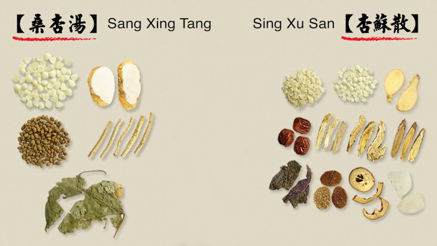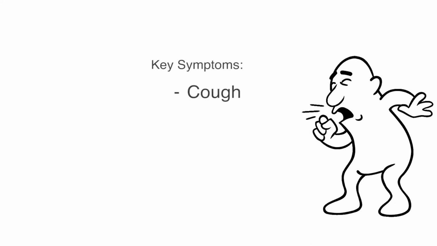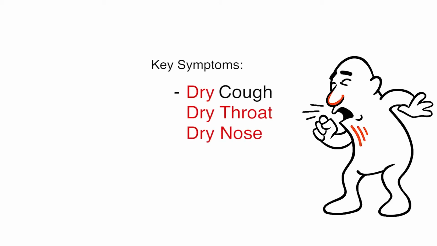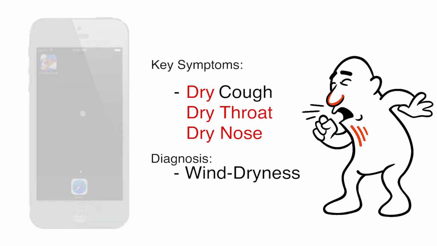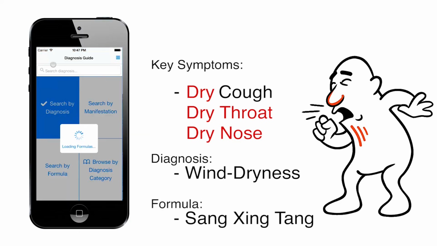Through a proper diagnosis process, you should look for other key symptoms to identify a pattern. If the patient in our example is experiencing predominantly dry symptoms, such as dry cough, dry throat, dry nose, then the diagnosis is wind dryness, and we can use the app to find that the formula Sang Xing Tang is most appropriate.